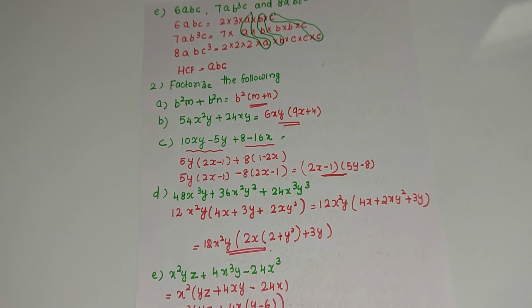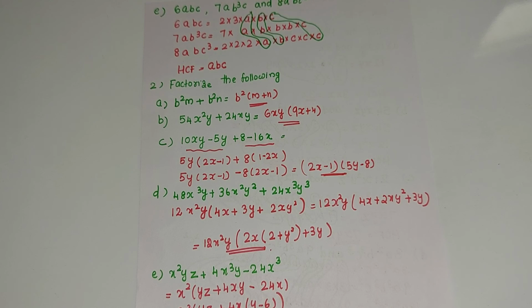Now D. 48x cube y plus 36x square y square plus 24x cube y cube. Here you know 48, 36 and 24 are the multiples of 12. So you can take 12 outside. Here x square you can take, and y square and y cube you can take y. I told you the smallest power factor you can take. In the first term the power of y is 1, in the second term power of y is 2 and in the third term power of y is 3. So you take the y having power 1. So 12x square y you take outside.